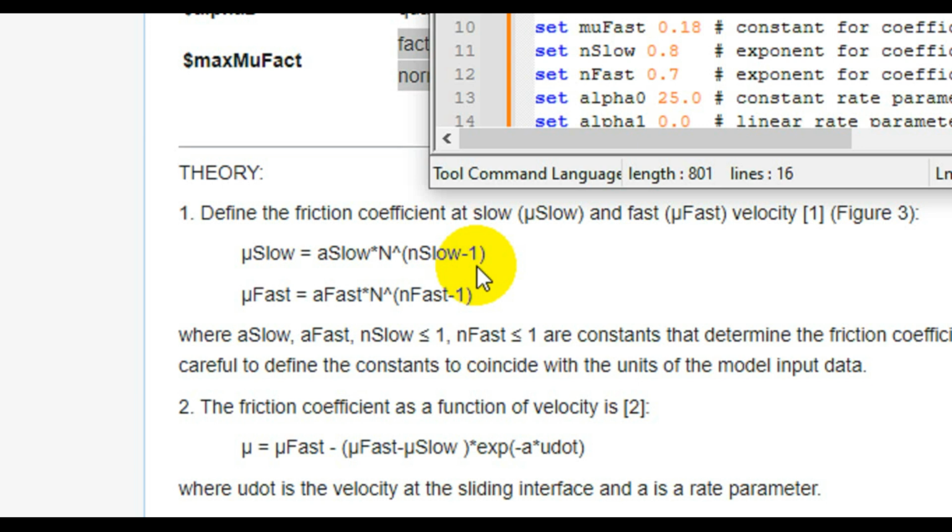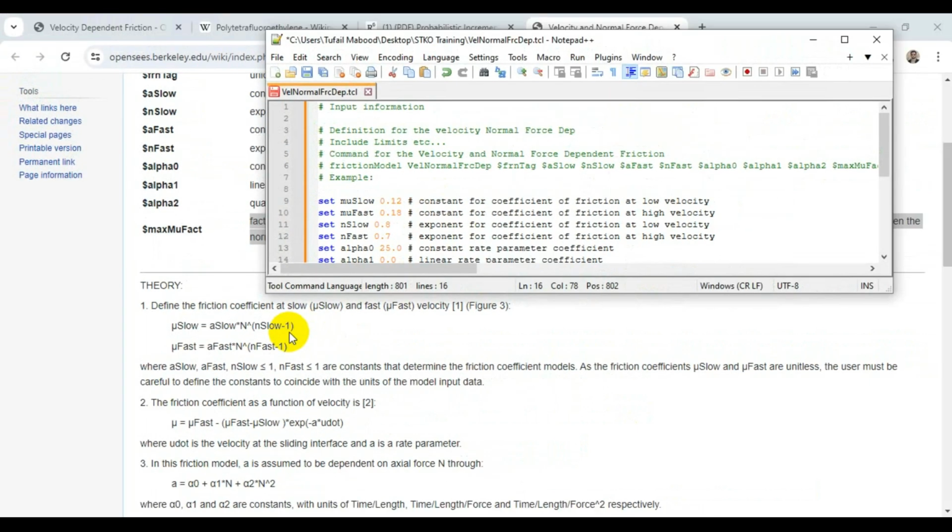This is according to their definition, and they are telling us that if we are using these mu slow and mu fast, we can take help from the OpenSees documentation by specifying that n slow should be less than or equal to 1 and n fast should be less than or equal to 1, that are constants that determine the friction coefficient model. So this is basically n slow, right? This should be less or equal to 1. This is a comment that we need to include. And n fast, this should be less or equal to 1, right? So this is a note you should include in your Tcl file, right? And you should be careful about including these comments in your OpenSees file.